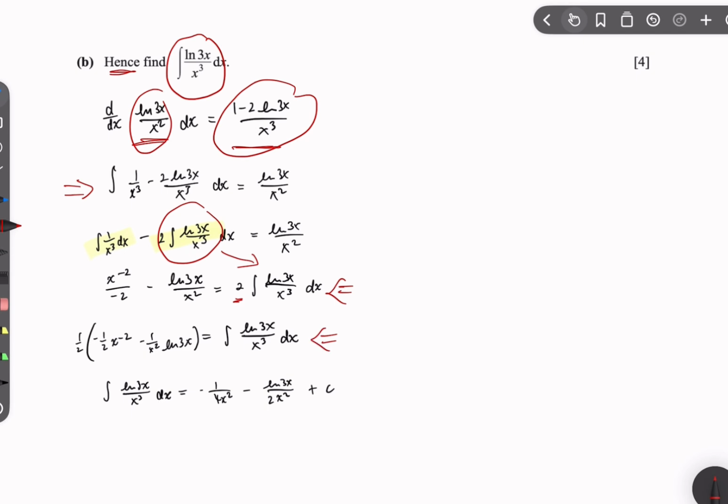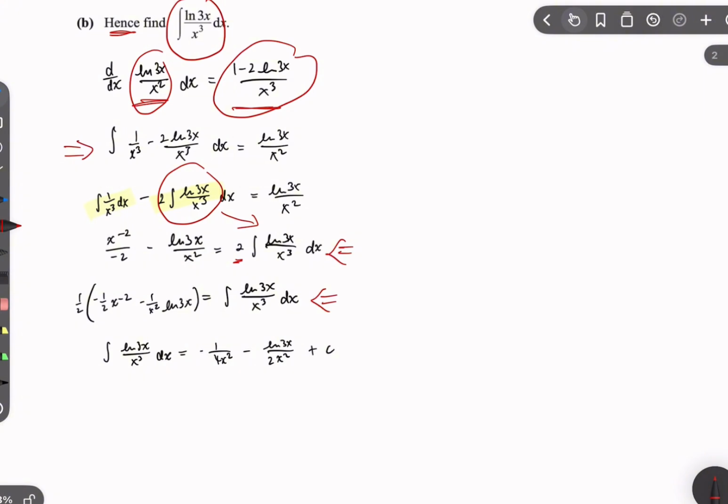And now you have this integration of ln 3x over x cubed dx. And then you just simplify this part. And this will be the final answer. You need to remember to add plus c, which is the constant.